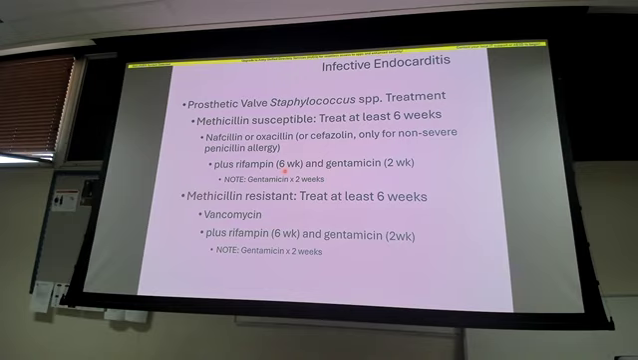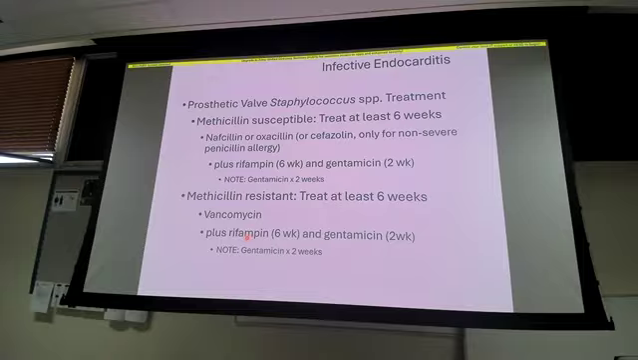So 6 weeks and then 2 weeks, and then your gent is going to fall off. So the same thing: the first 2 weeks, both drugs concurrently, and then the next 4 weeks, the rifampin keeps going with your other treatment, and then your gent fell off. So gentamicin is off after the first 2 weeks.